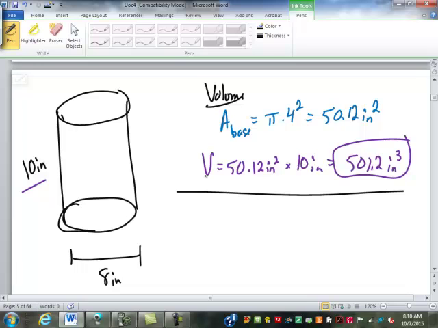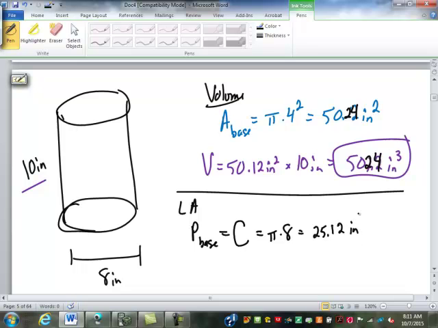The lateral area requires that we have the perimeter of the base. In this case, the perimeter of the base is just the circumference of the circle. So it's pi times 8, otherwise known as 25 point. This should have been 50.24, shouldn't it? That should have been 502.4. 25.12 inches is the circumference, or the perimeter of the base.